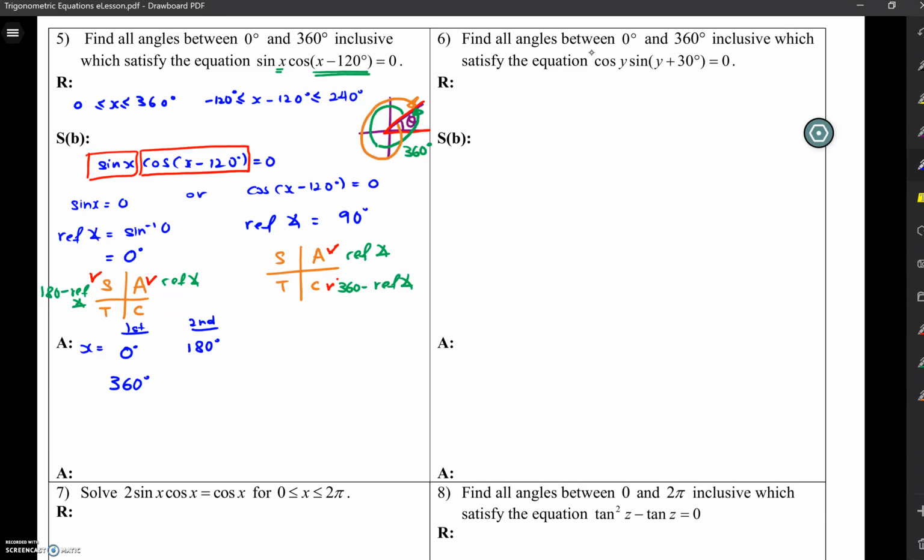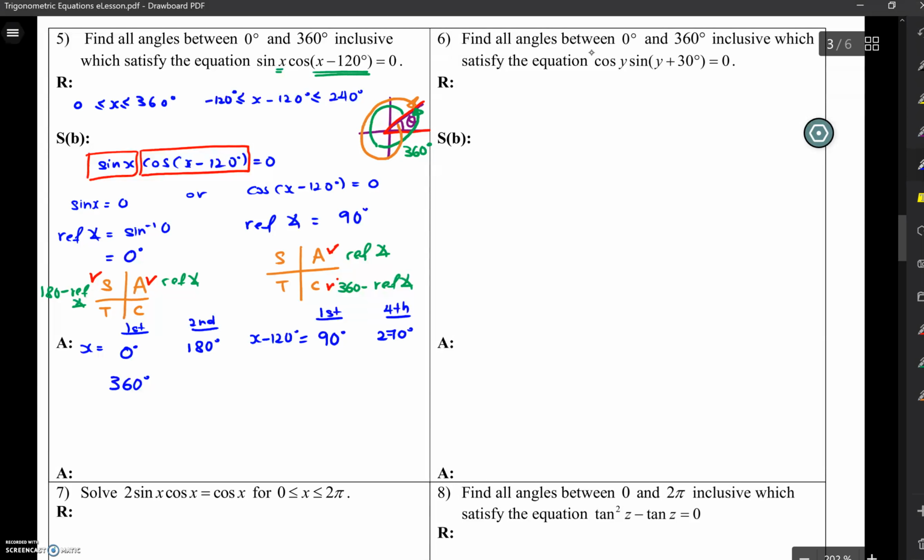Okay, now let's try for the right hand side. So now I have x minus 120 degrees. This one is in the first quadrant and fourth quadrant here. So my answer for the first quadrant will just be 90 degrees. And for the fourth quadrant, I'll take 360 minus 90, you get 270 degrees.